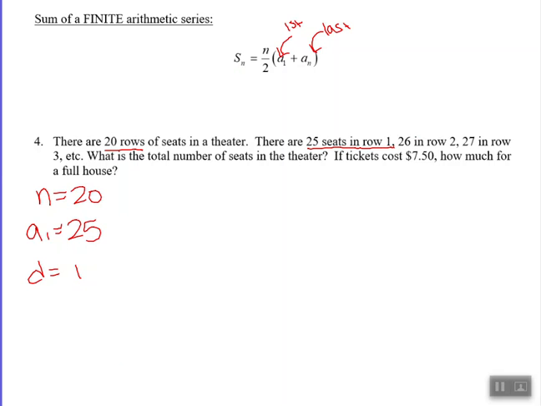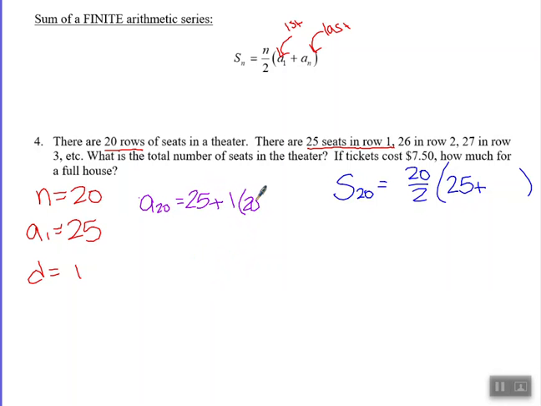So if we try to use this sum formula, the sum of the first 20 terms is 20 over 2 times 25 plus, we don't know how many seats are in the 20th row. However, we can figure this out. If we need to know the 20th term, we can just go back to the formula we used earlier. The first term plus the common difference times n minus 1. And if you do this calculation, you end up with 44.